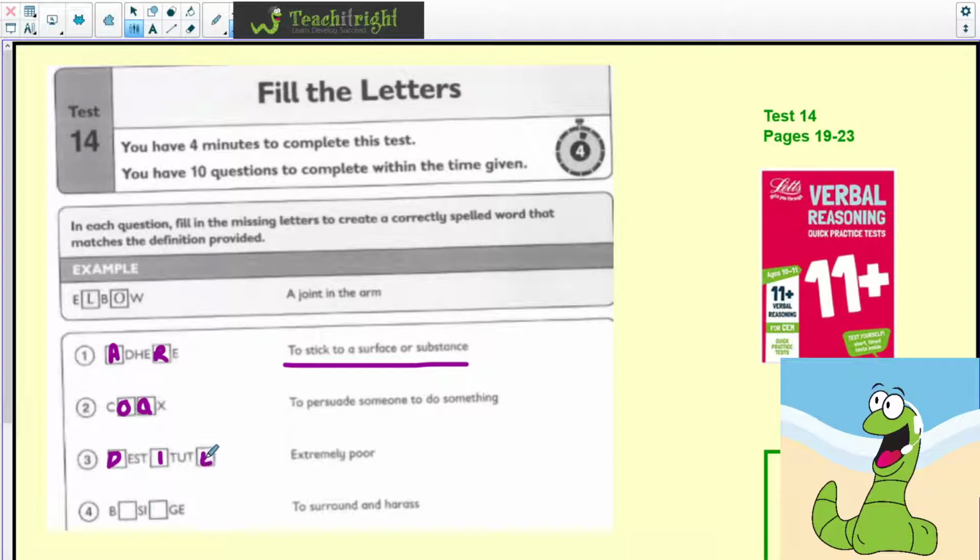And you do need to make sure the letters are accurate, otherwise you won't get the mark, unfortunately. So as you go down through, tick the ones that you've done. And then we've got to surround and harass, and this is besiege. So again, grab my pen, we've got besiege. There's actually 2 E's missing here. There's 3 E's in total in besiege. And again, if you've got it right, give yourself a nice tick.